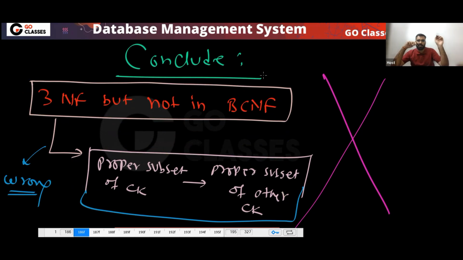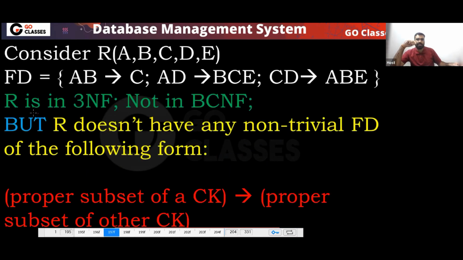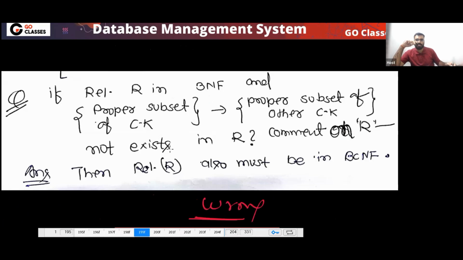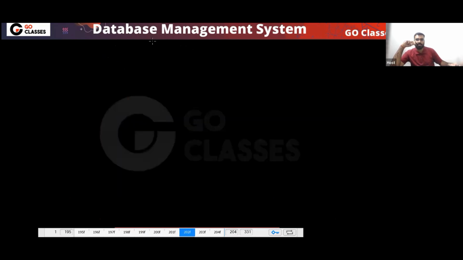Tell me, is this point clear to everyone? So remember, this is the final conclusion. You can notice this relation is in 3NF but not in BCNF, but R does not have any non-trivial FD of this format. Agree or not? We have seen this, yes or no? So this is the proof that it was a misconception. Finally, this is a wrong concept. So this is the proof.